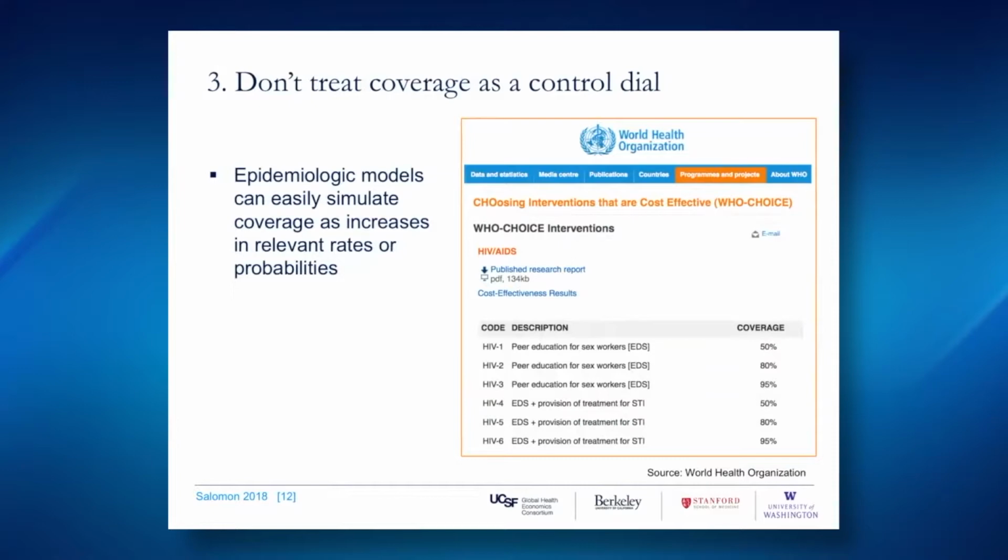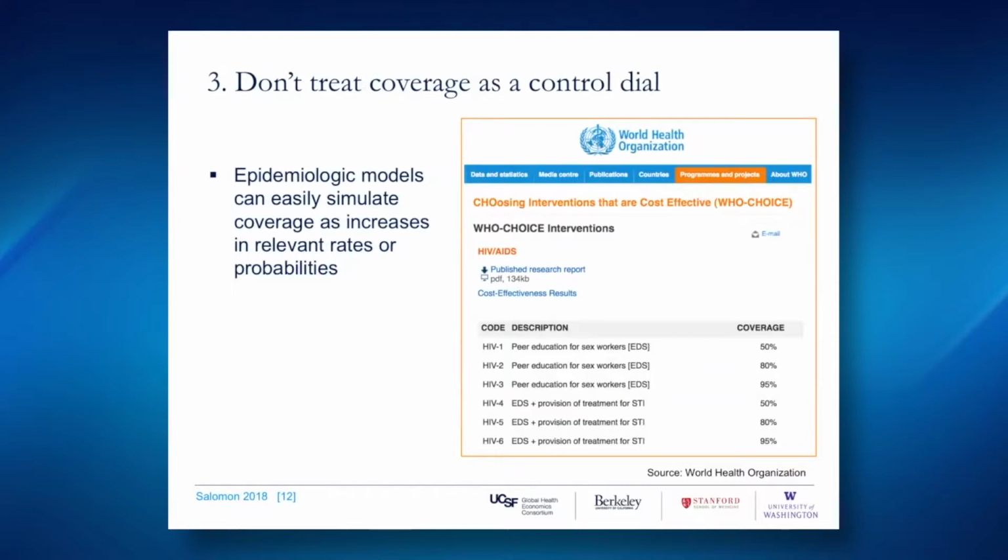So there's nothing easier than cranking up coverage in a mathematical model. It's one parameter, it's a couple parameters. But as I mentioned earlier, a lot of the WHO work on cost effectiveness has made the mistake, I think, of treating coverage as if it's an attribute of the intervention as opposed to something that you have to work to achieve and in some specified way.